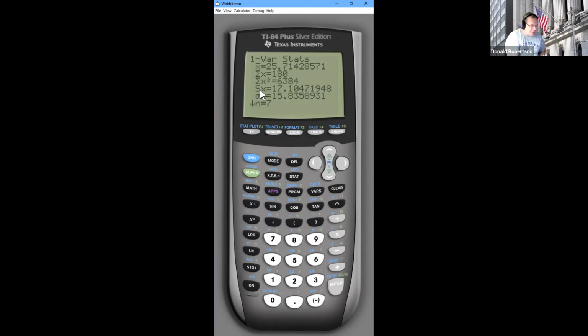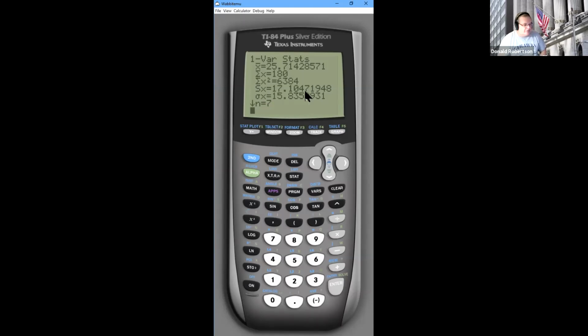SX is the sample standard deviation. So that's the 17.1 that we were looking for. And the one underneath it is called the population standard deviation, and that's 15.8. You see they're slightly different because one divided by 7 and the other divided by 8. That's why they're slightly different values. And that's where you get your answers from.